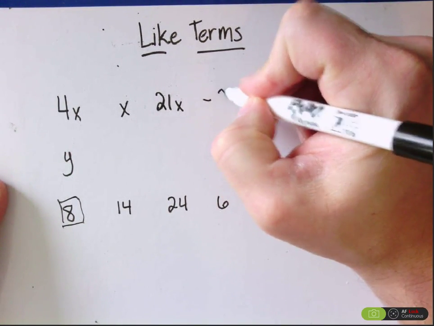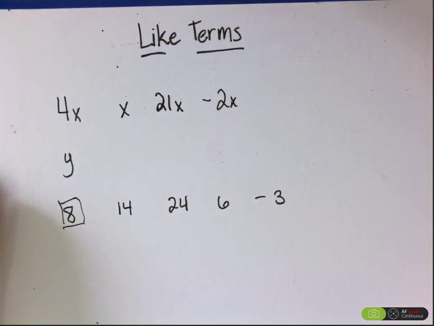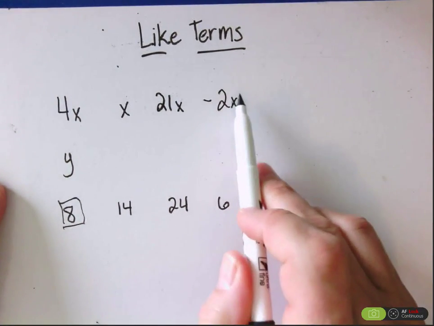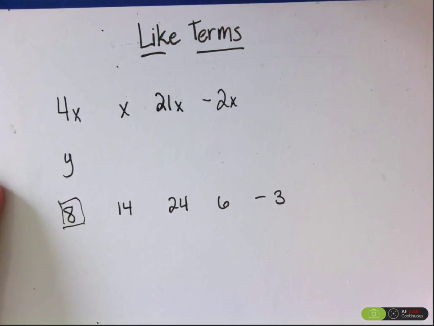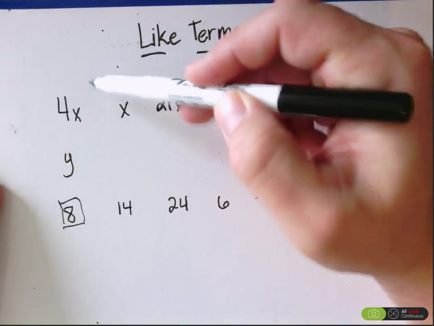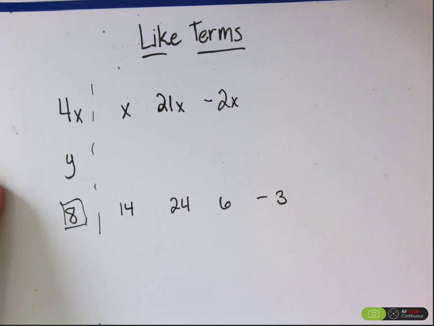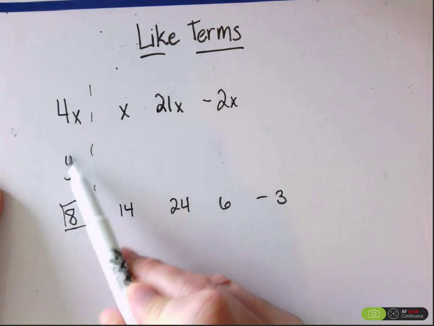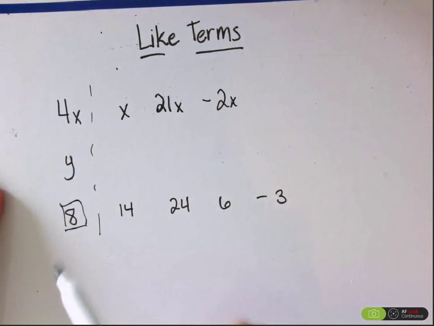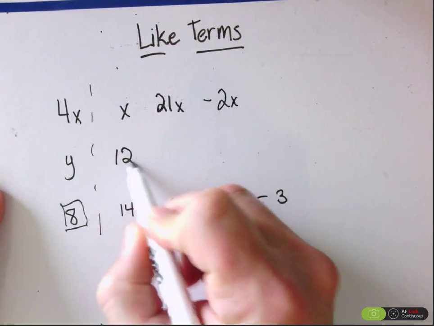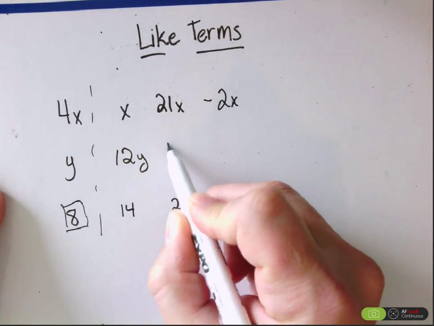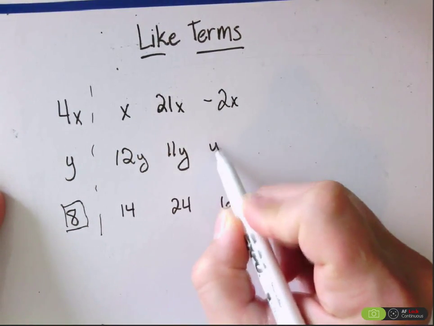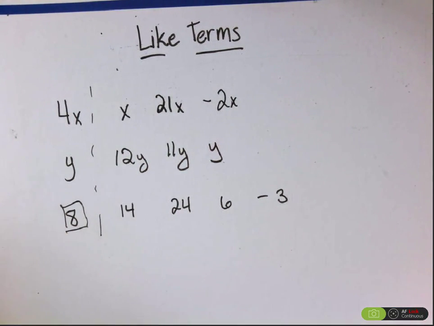Minus 2x. The same variable, x, with the same exponent. As I look at y, if it is a like term to y, it has to have the variable y with no exponent. So 12y, 11y, another term in the same expression that has the value of just y. Those are like terms.